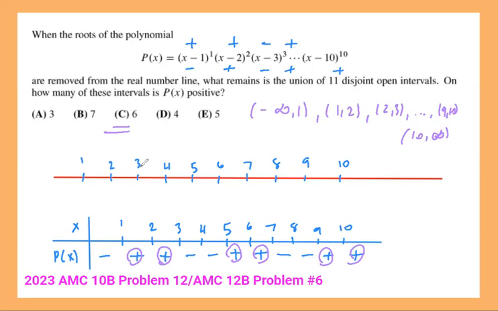Okay, so the question didn't ask us to remove those zeros. If we were to look at the positive values of the polynomial without removing the zeros, the answer might change. I'm going to leave that for you as a challenge to think about, and see which choice would be the answer if that was the case. But we are asked to remove the solutions, so we just have to count those different intervals, which is 6 of them.